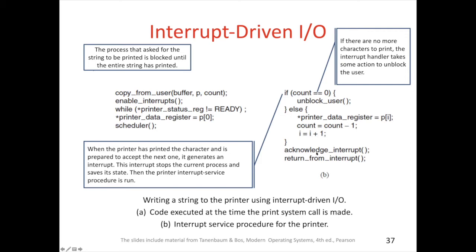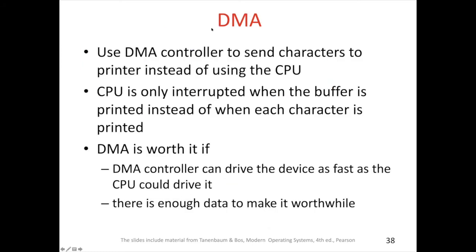And then acknowledge interrupt, return from interrupt. Another solution is to use DMA, direct memory access. Use DMA controller to send characters to printer instead of using the CPU. CPU is only interrupted when the buffer is printed instead of when each character is printed.